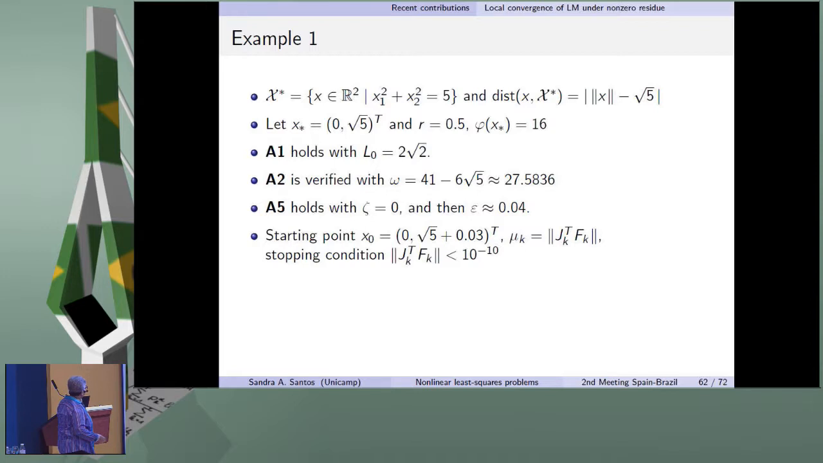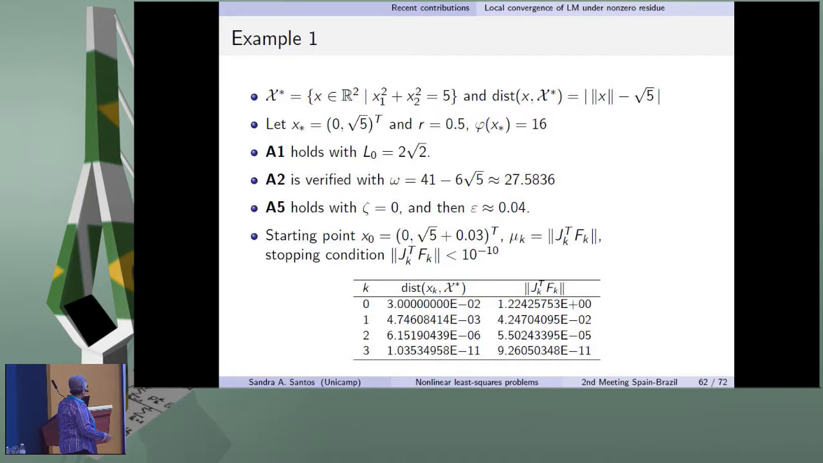This is the expression for the distance. We have considered this point as the x star with a neighborhood with this radius, and these conditions hold with these values for the constants. And we could follow the quadratic convergence starting with this point and using mu k as recommended by the analysis. And we reach this stopping condition with quadratic convergence.